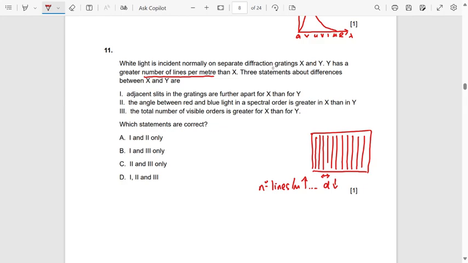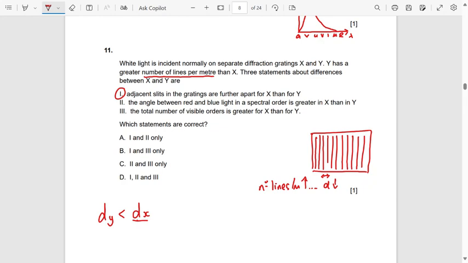Y has a greater number of lines per meter than X. So if Y has more lines, the separation in Y is less than the separation of X. Adjacent slits in the gratings are further apart for X than for Y. Well, that is true, because the separation between the lines is greater for X than Y. So 1 is correct.